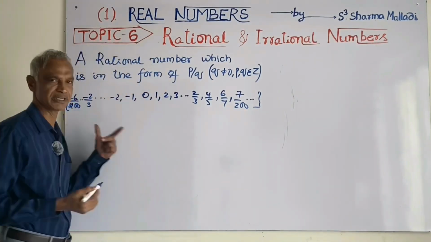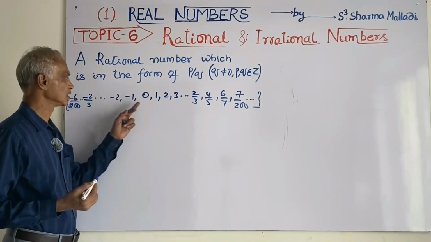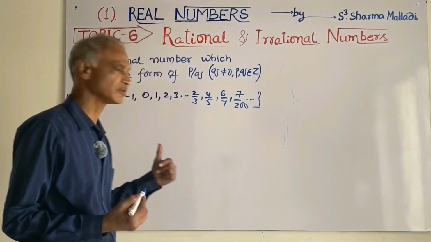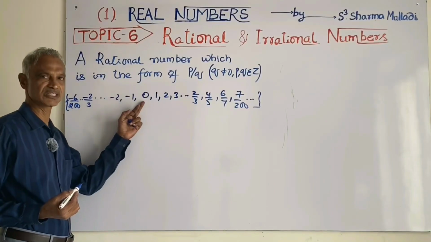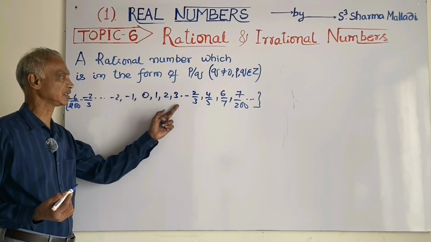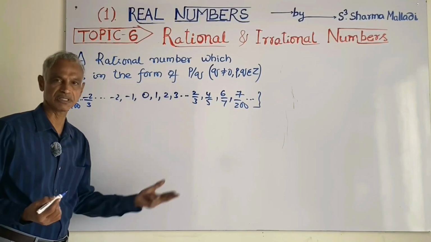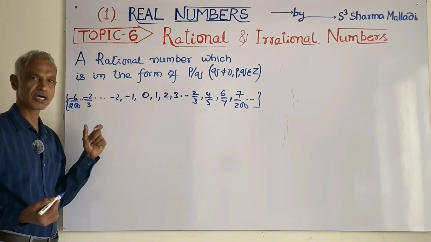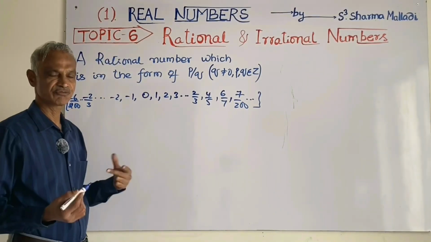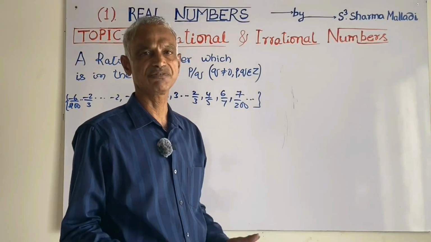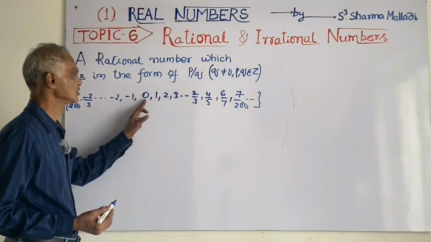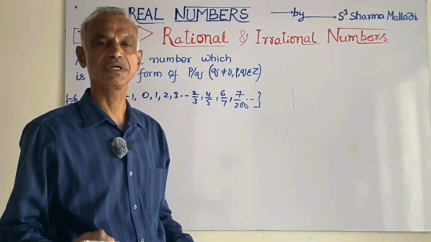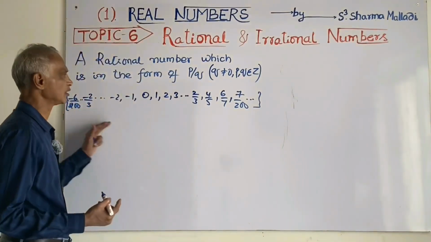They are in the form of p by q, which means you may have a doubt: sir, 0, 1, 2, 3 are not in the form of p by q. They are in the form of p by q. 0 can be written as 0 by 1, 1 as 1 by 1, 2 as 2 by 1, 3 as 3 by 1. Also 2 by 3 is in the form of p by q, and q is not equal to 0. The denominator should not be equal to 0. 1 by 0 cannot be defined. That's why 0 by 1 is a rational number, but 1 by 0 is not a rational number, because the denominator is 0. These are all rational numbers.